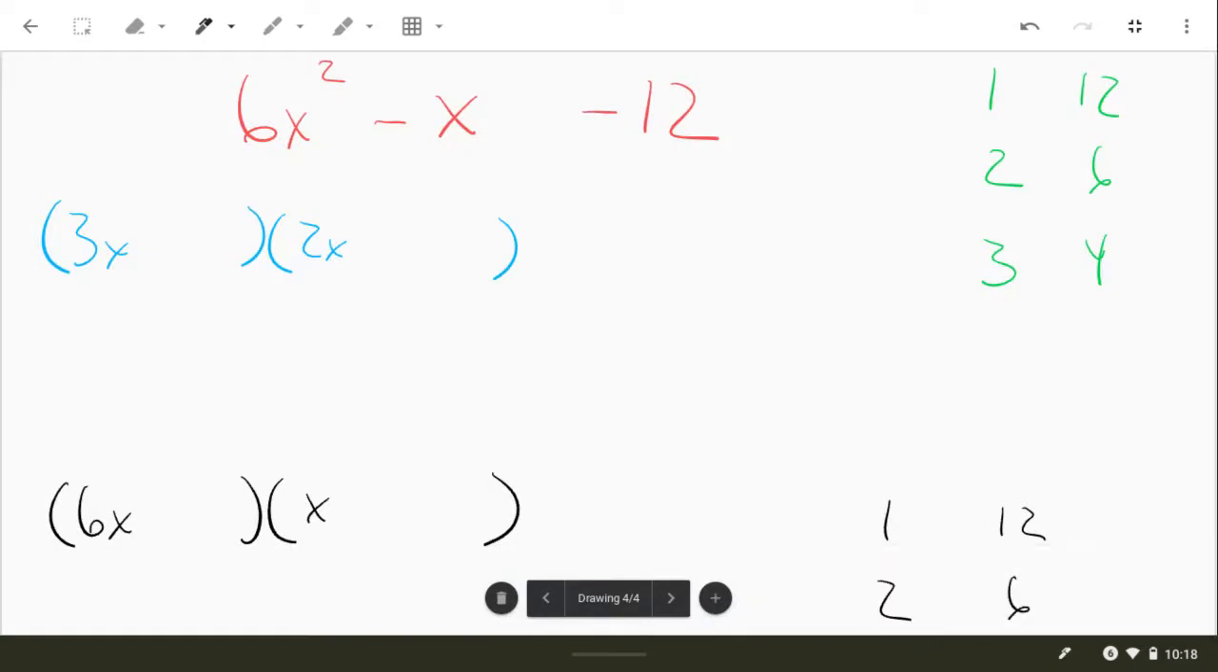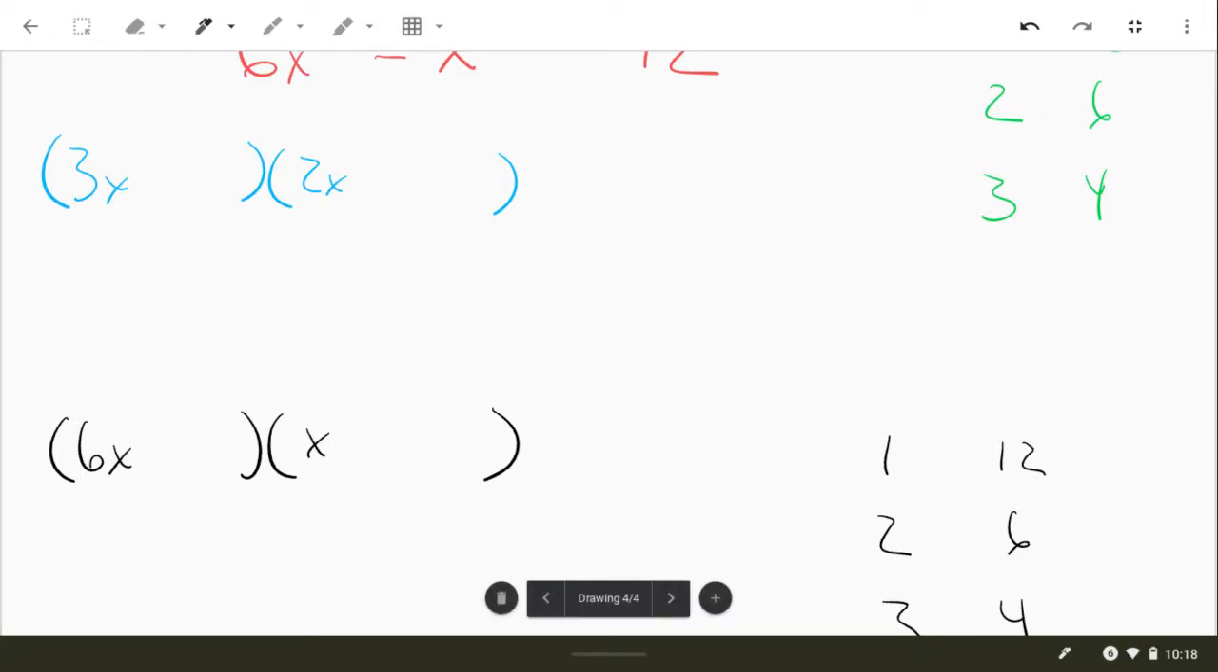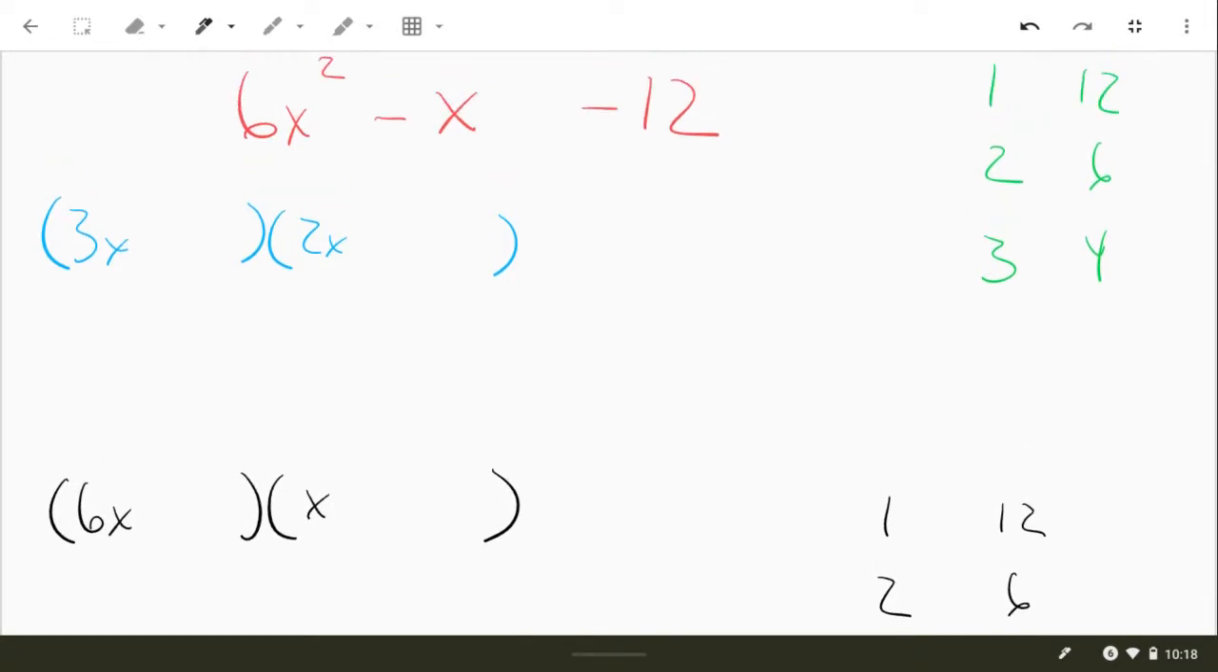Hey, Algebra 2, I almost forgot about a trick here. Now, let's say you were factoring this thing up top, the red one. Remember, in order to get 6x squared, you only have two options there. It could either be a 3x and a 2x or a 6x and an x. So this is kind of how I would start this.